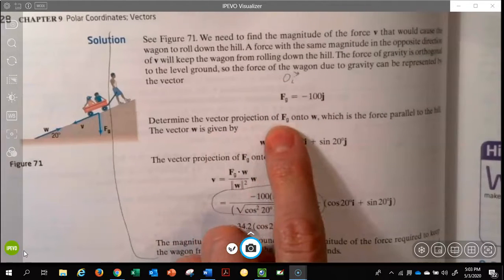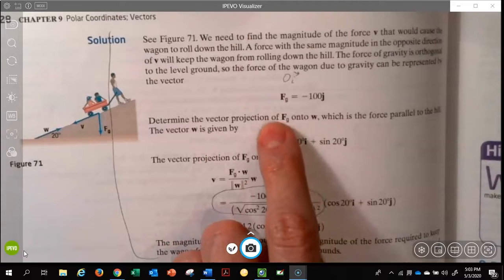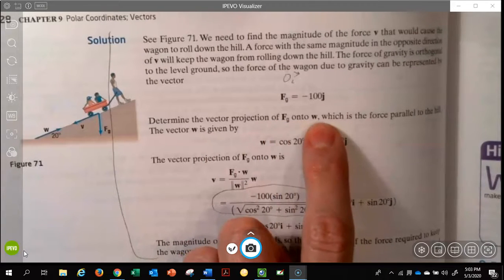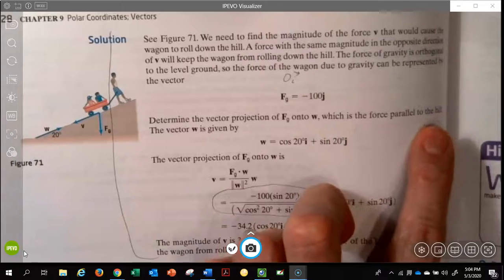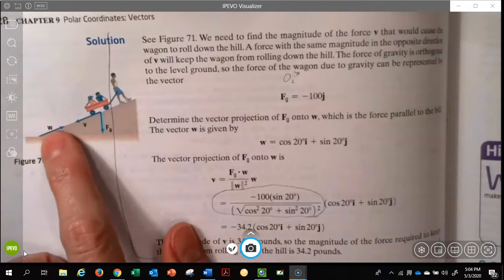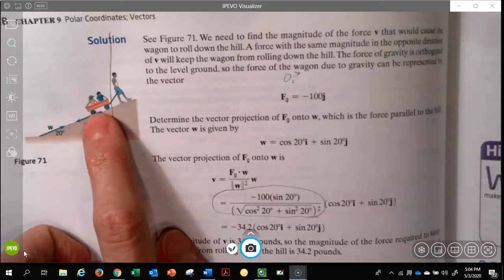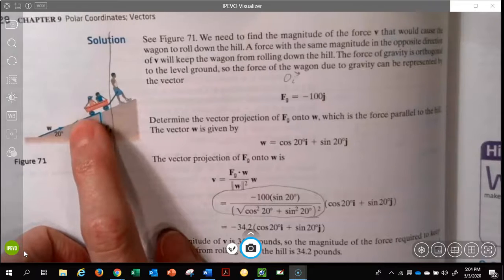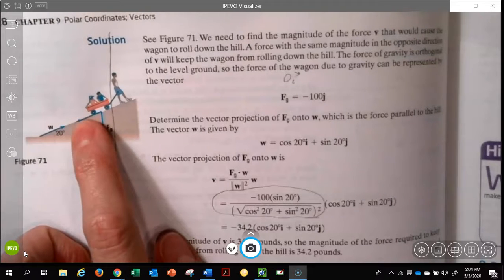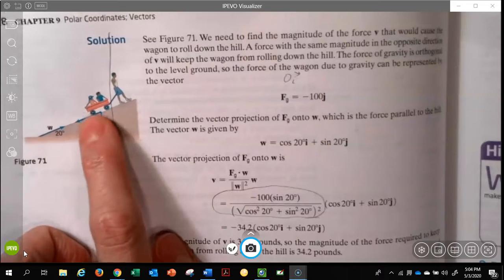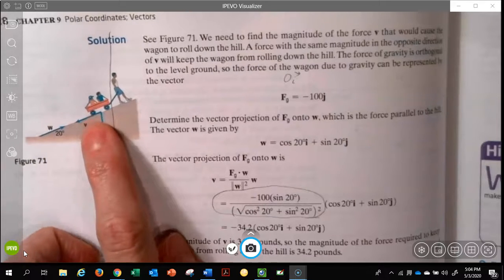Determine the vector projection of the vector F from gravity onto vector W, which is the force parallel to the hill. So right here you see vector W. Vector V is the one we're talking about. The direction going down the hill is going to be a negative magnitude. But what we need is the positive magnitude to keep this wagon stationary.